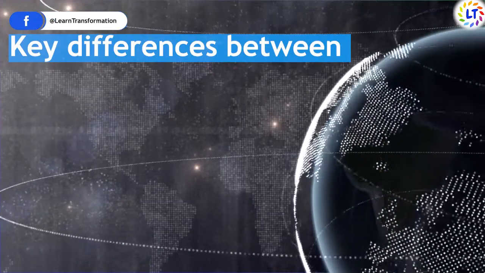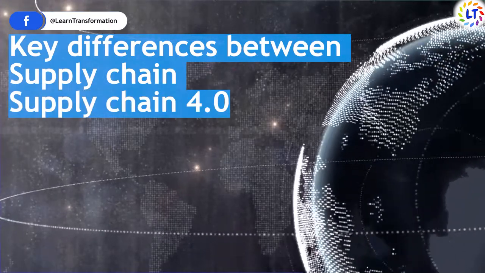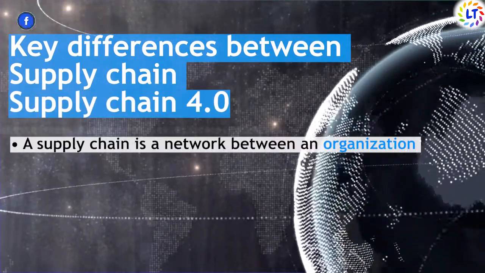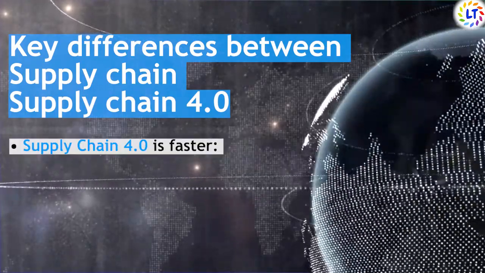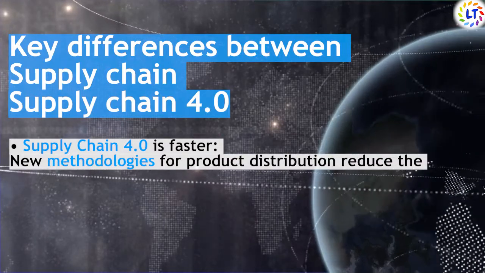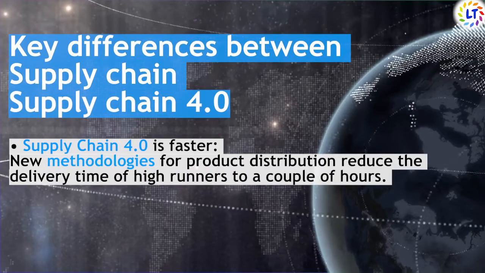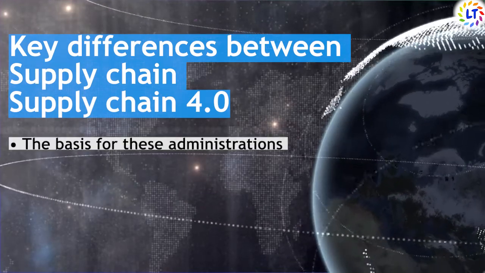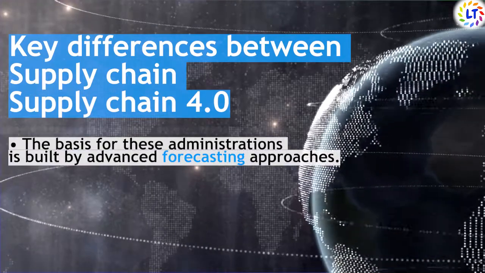Now let's focus on the key differences between supply chain and supply chain 4.0. Supply chain is a network between an organization and its suppliers to produce a particular product. But supply chain 4.0 is faster. New methodologies for product distribution reduce the delivery time of high runners to a couple of hours. And the basis for this administration is built by advanced forecasting approaches.